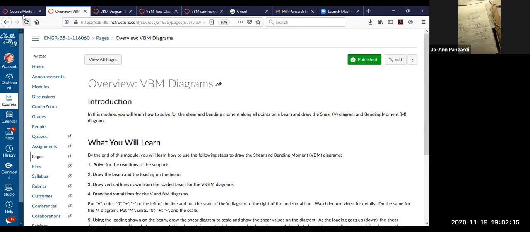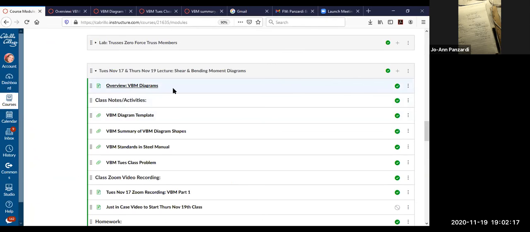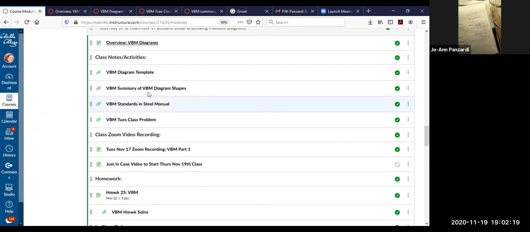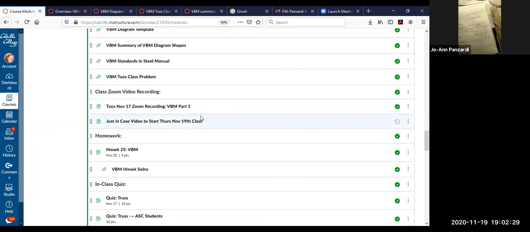Okay, so back now to the module. So you have the overview, you have the template, you have the shapes. You could look at the ones on the steel diagram. Here was Tuesday's class problem. I'll put Thursday's in right now. I made a video just in case I was going to be late for class, but I didn't publish it, so I took it off, so don't worry about it. And then you have a homework.